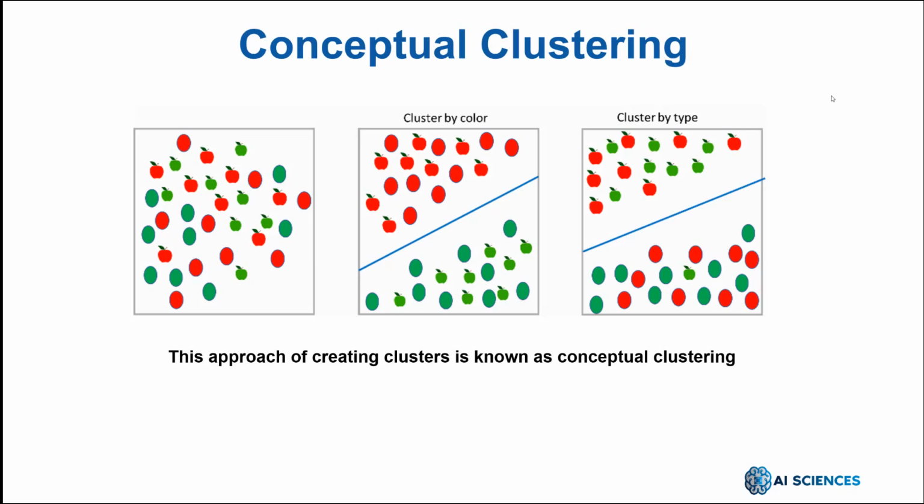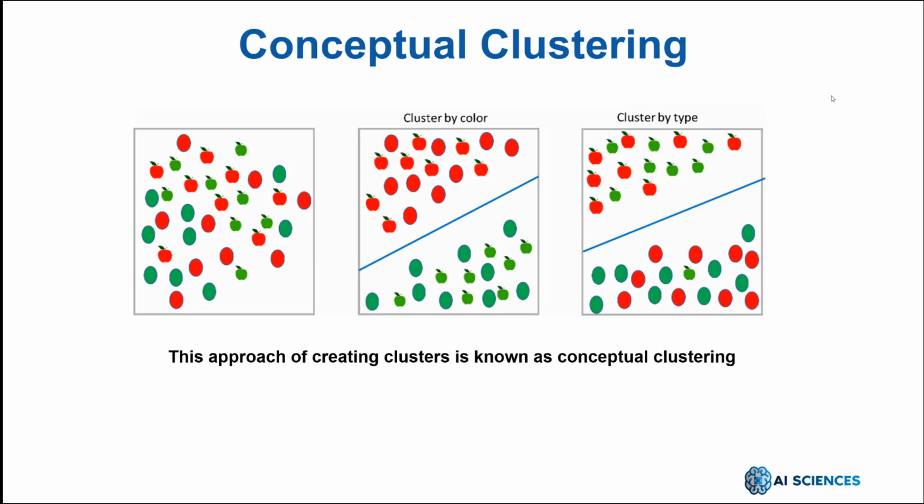Consider a data set that contains green color balls, red color balls, green color apples, and red color apples. Now, if we provide color as the clustering criteria to the machine learning model, then it will create two clusters. One of the green color balls and green color apples, and the second one, of course, of red color balls and red color apples. However, if the criteria provided is edible, then the machine learning model will create two clusters, one of all apples and another one of all balls.